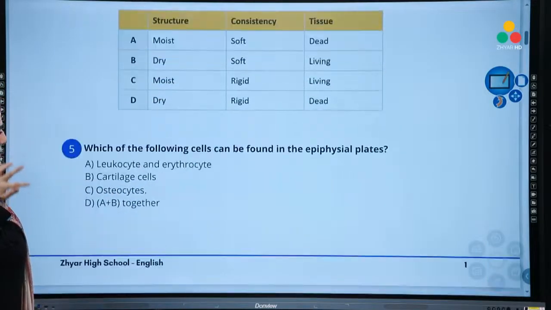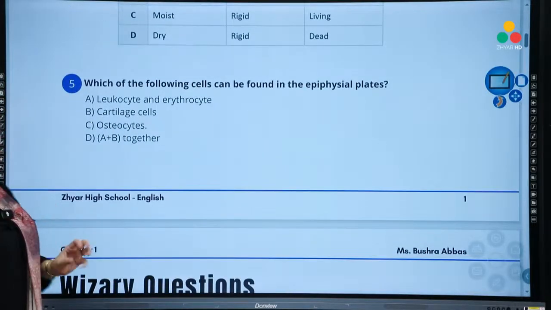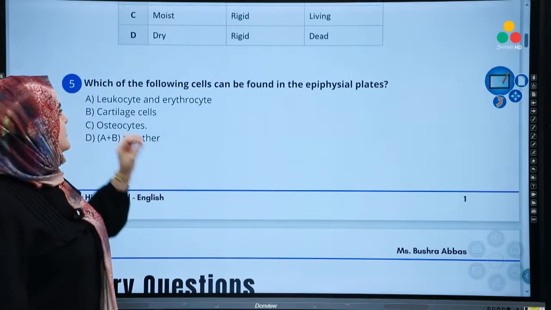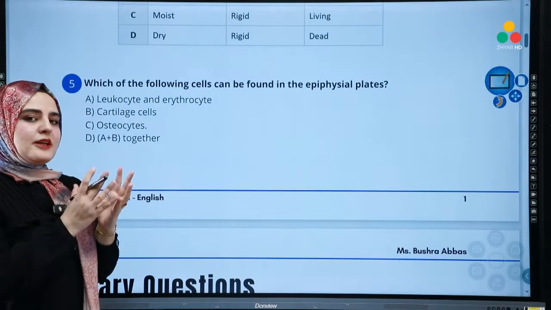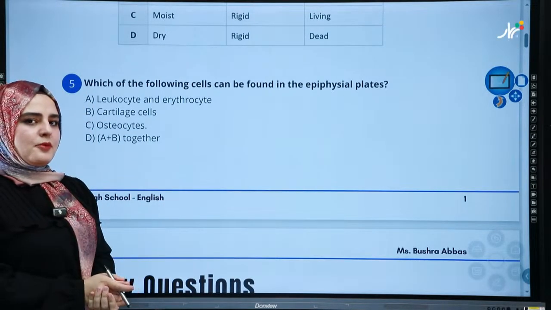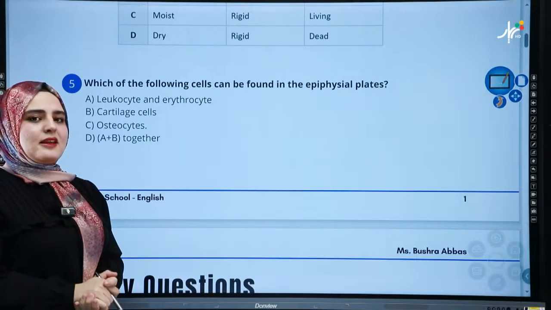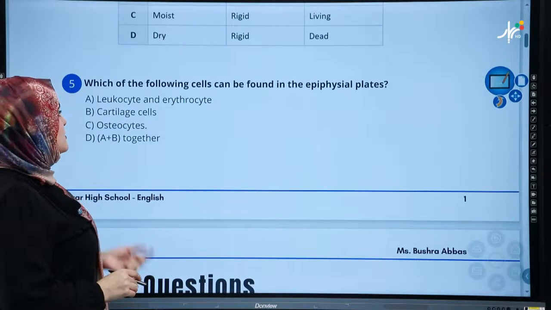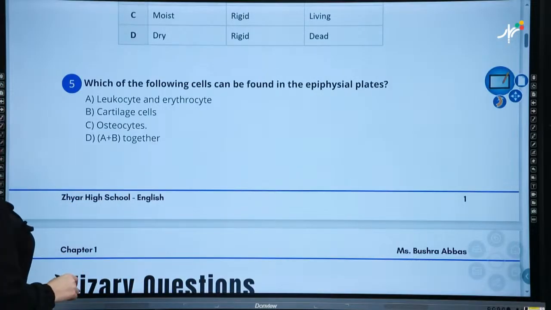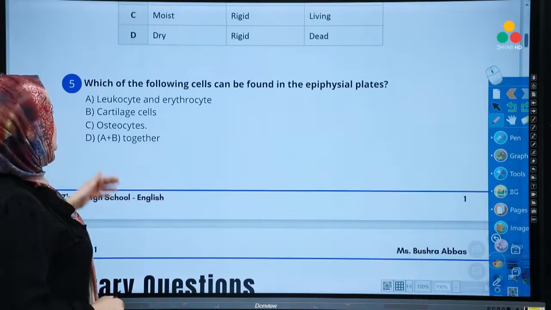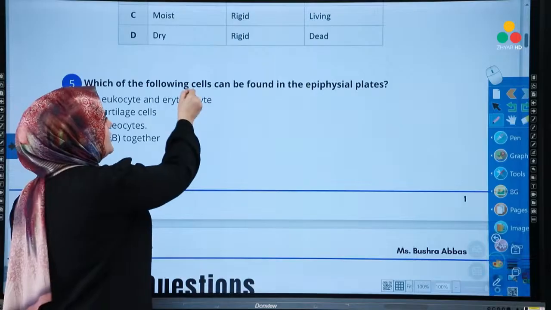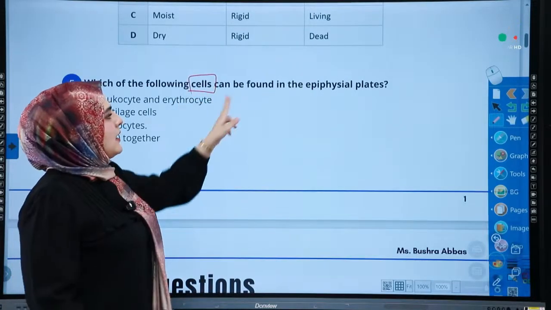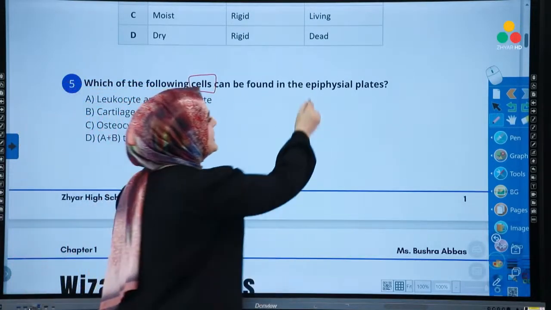I hope you answered it clearly. This question is a bit tricky, okay? But let's try to use all the information that we know about it. And please highlight the keywords, not underline, try to circle them, especially if there are certain keywords that we're going to go through. It says, which of the following cells, so we're looking for cells, found in the epiphyseal plates.